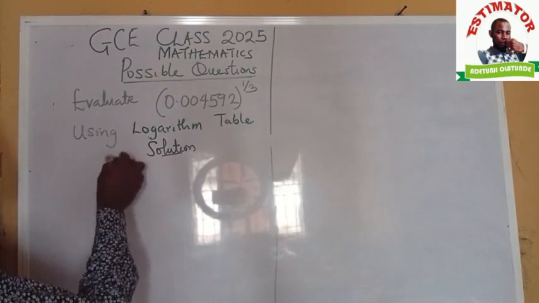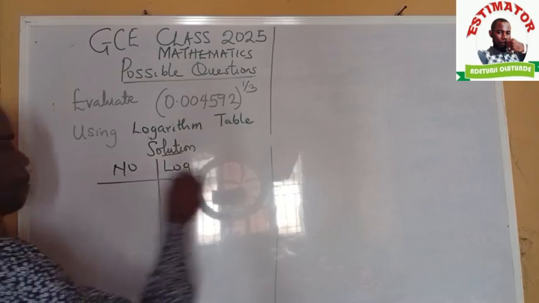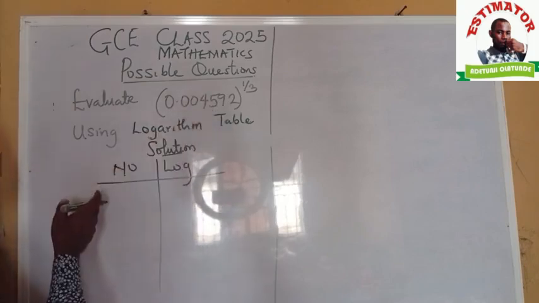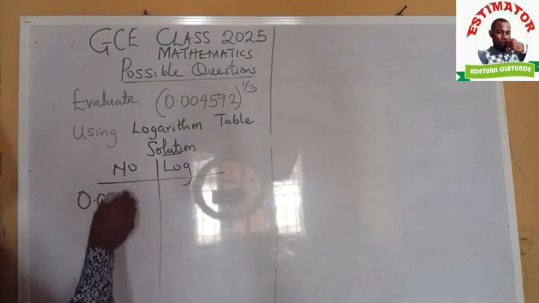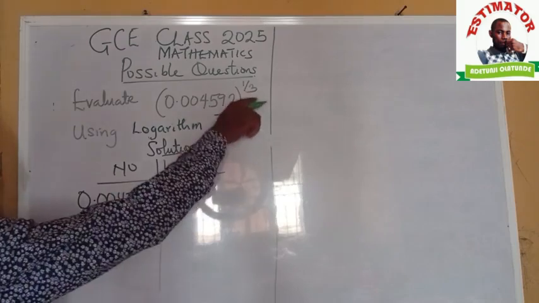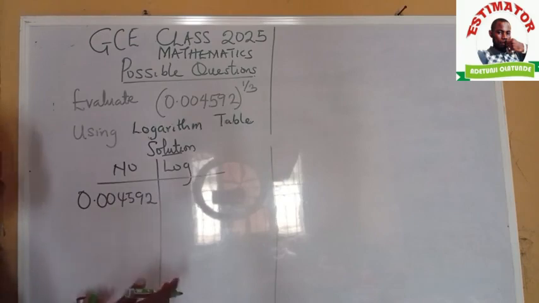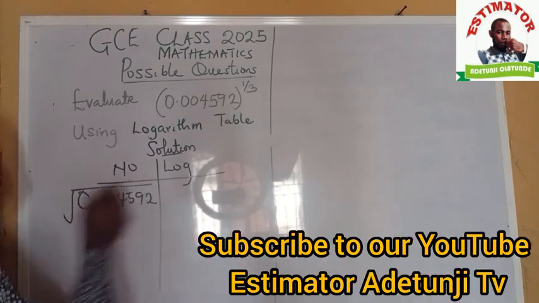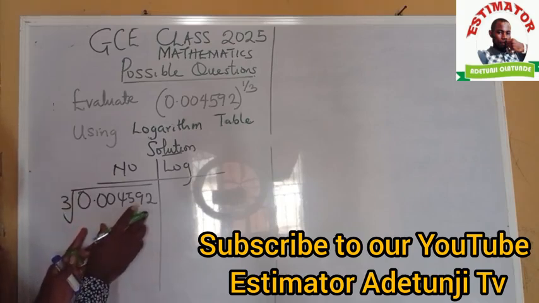I would write my number log. I'll write the question here as my number, 0.004592. Remember, I said I want to use it in the form of division, so definitely I'm picking it in the form of cube root. The next thing will be to find my characteristic.